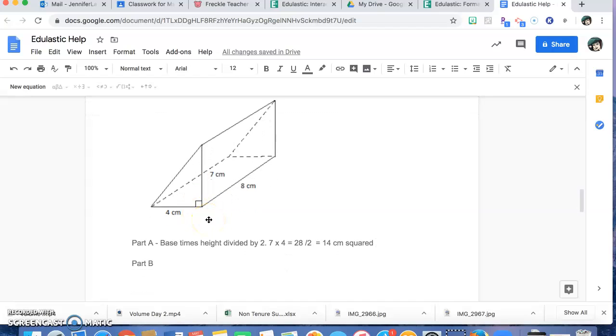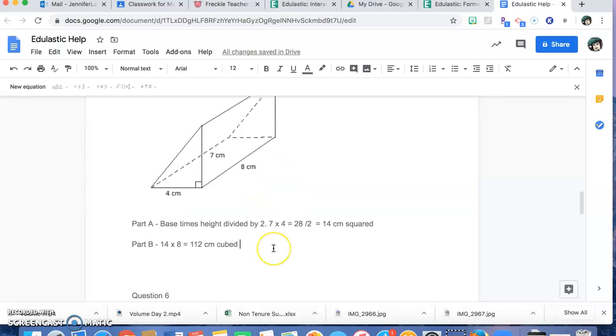Triangular prisms are named after their bases, which is a triangle. Then part B wants the volume, so I need to take 14. So here's one triangle, and the back triangle is 14 as well. So here's this triangle, and I need to now multiply the area of the base times the height of the whole prism, which is the line that connects the two triangles. So that line is right here. This 8 connects them. So if I do 14 times 8, we get 112 centimeters cubed as our final answer.